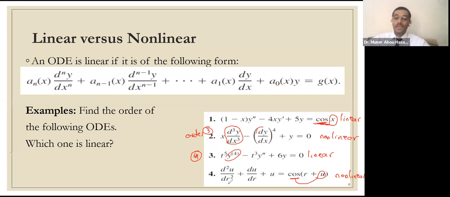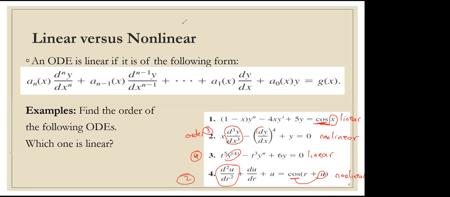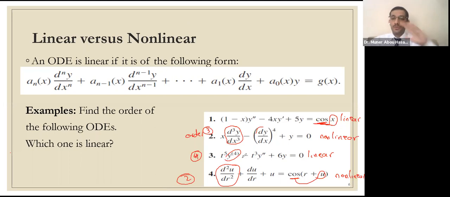Okay? And the order of this differential equation is 2 because the highest derivative is 2. Is it clear now what I mean by linear and non-linear? Doctor, yeah, I don't understand in number 3, why is it linear? Yes. So now let us together, Muhammad, discuss why do you want it to be non-linear? Why do you think it is non-linear?